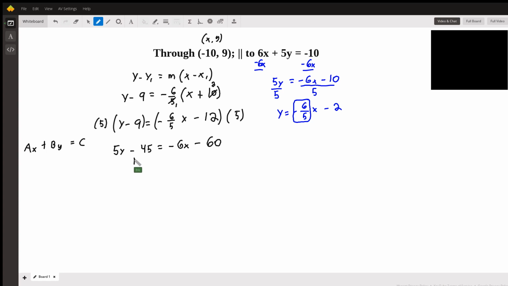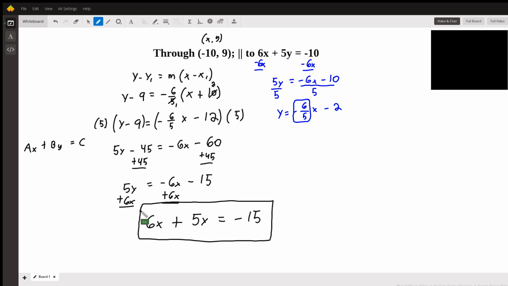So we're going to add 45 to both sides to get our numbers on the right. So we have 5y = -6x, and then -60 + 45 simplifies to -15. Now we're just going to add 6x to both sides of our equation. We're going to get 6x + 5y = -15, which is the equation of our line in standard form.